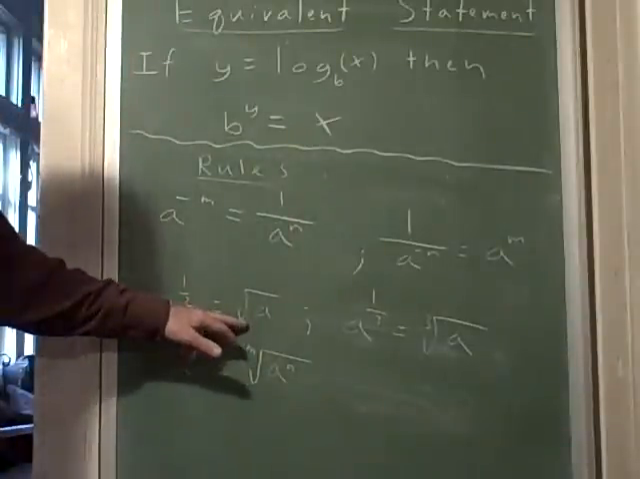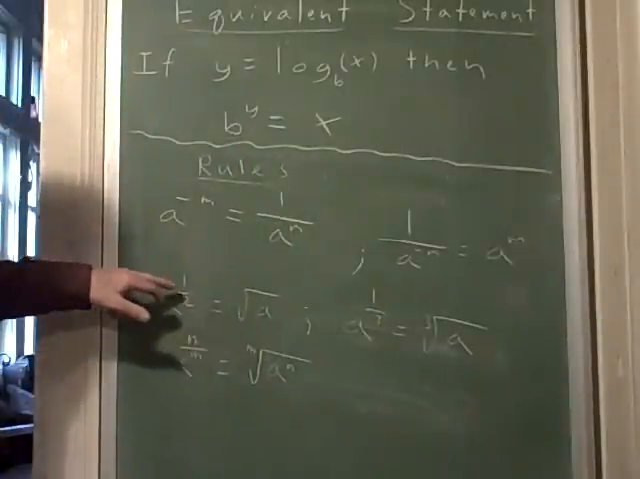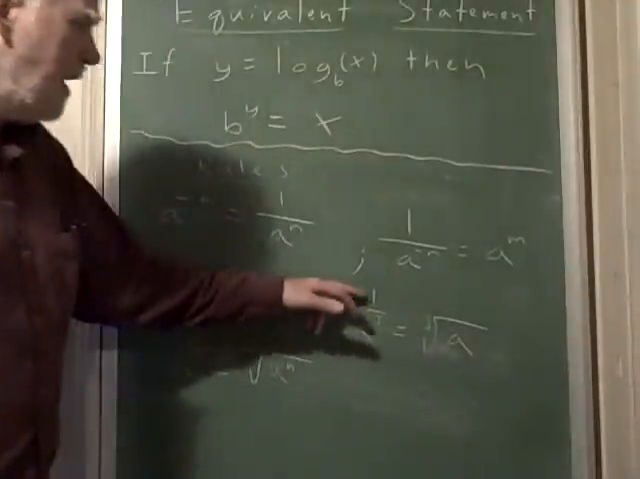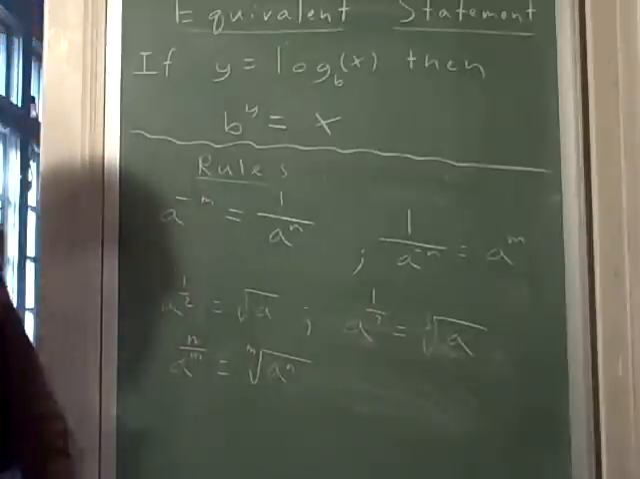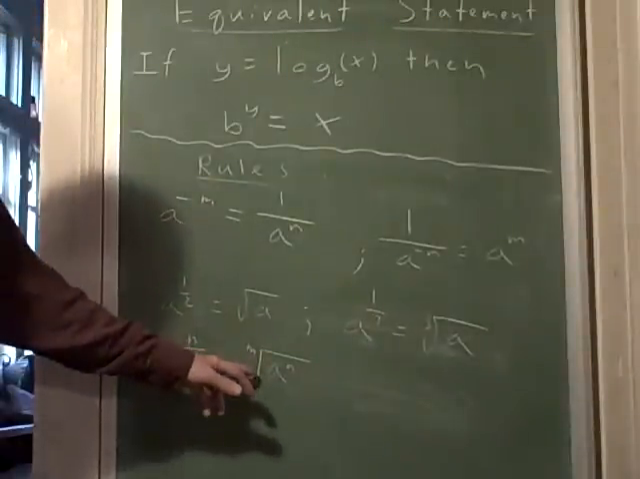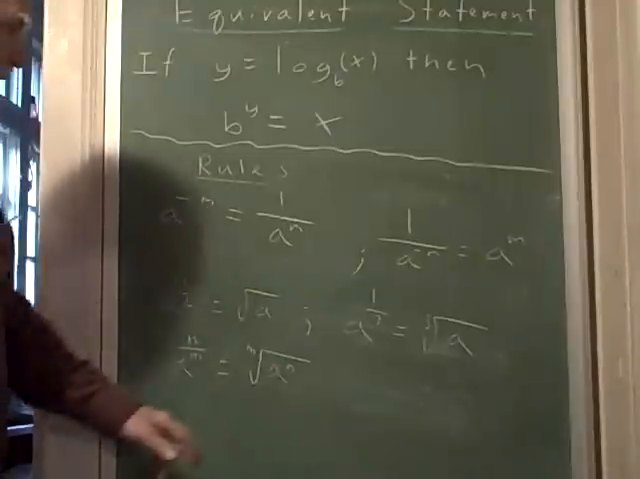A to the 1/2 is the square root of a. This radical square root is the rational exponent 1/2. The cube root of a is a to the 1/3 power. These are rational exponents. And if you have a to the n over m, you can look at it as the mth root of a to the n.